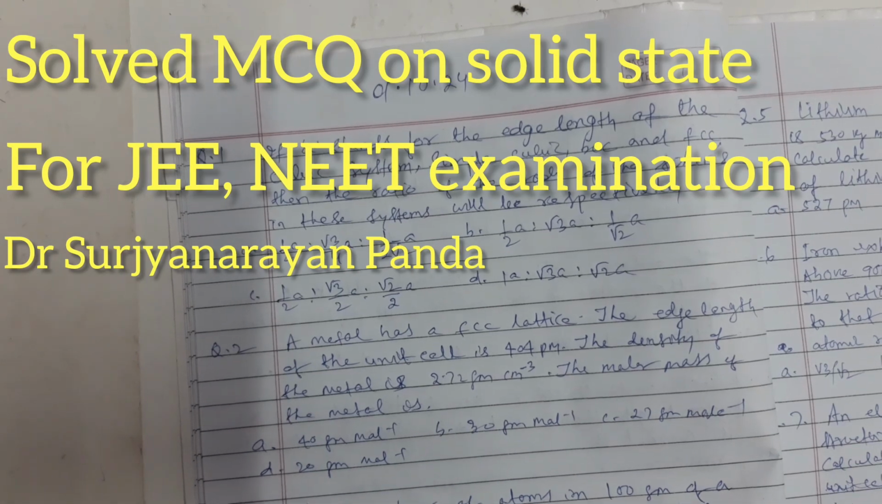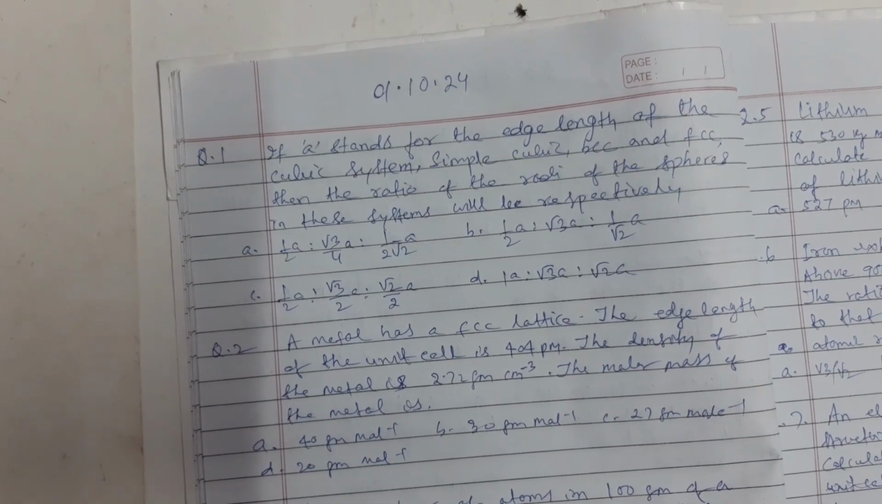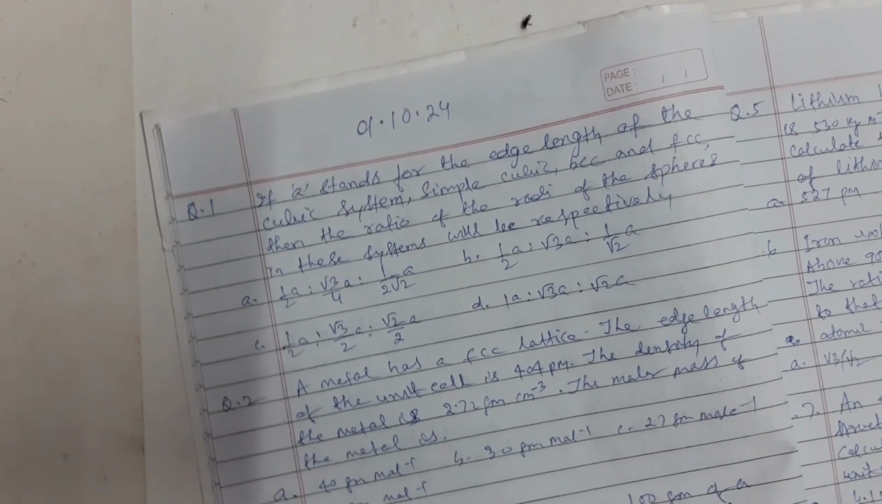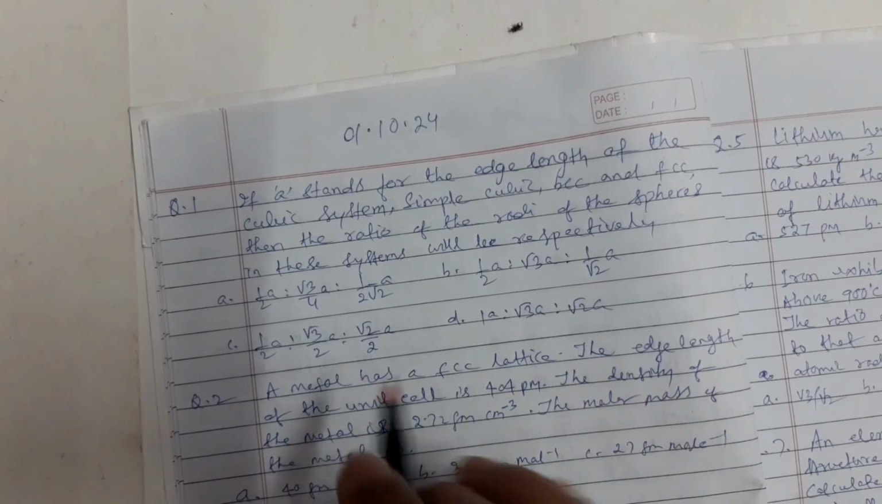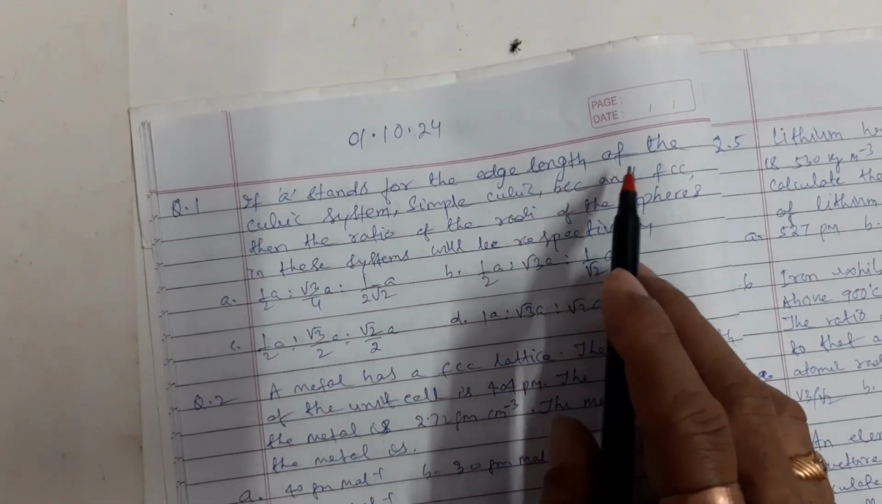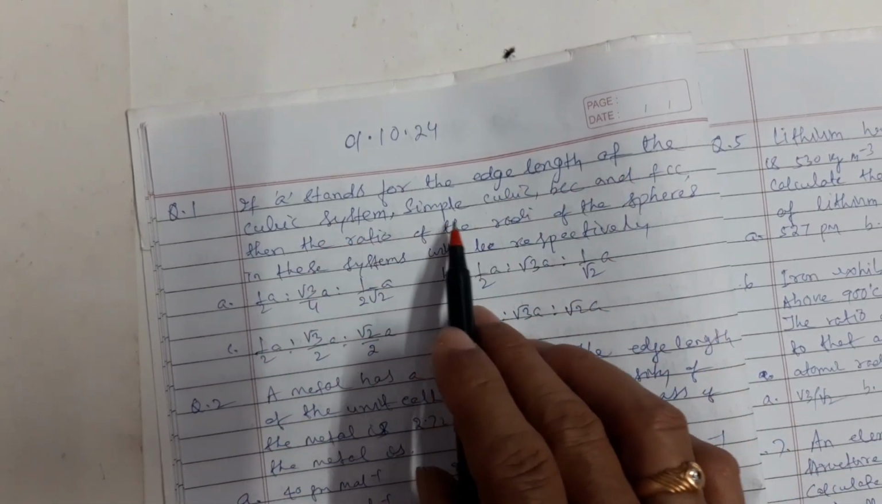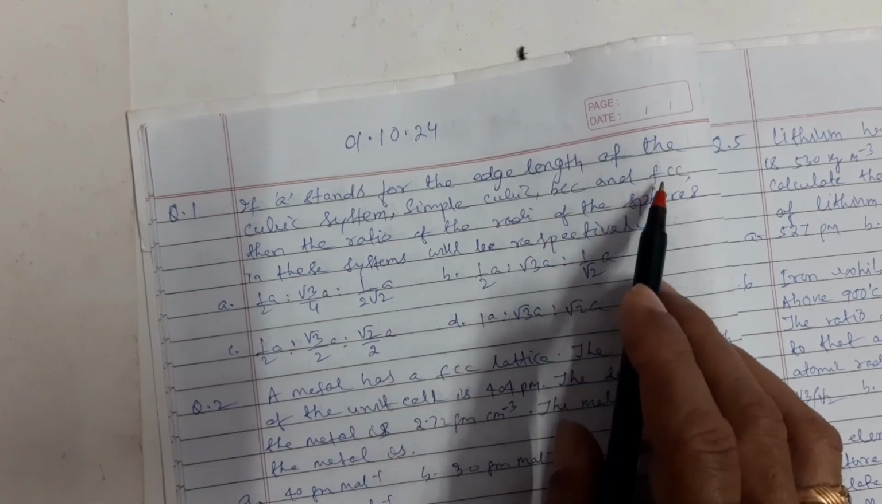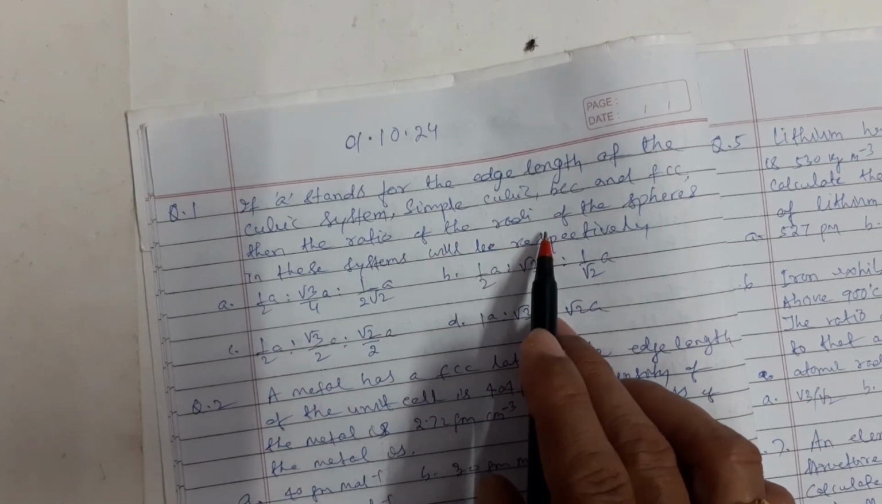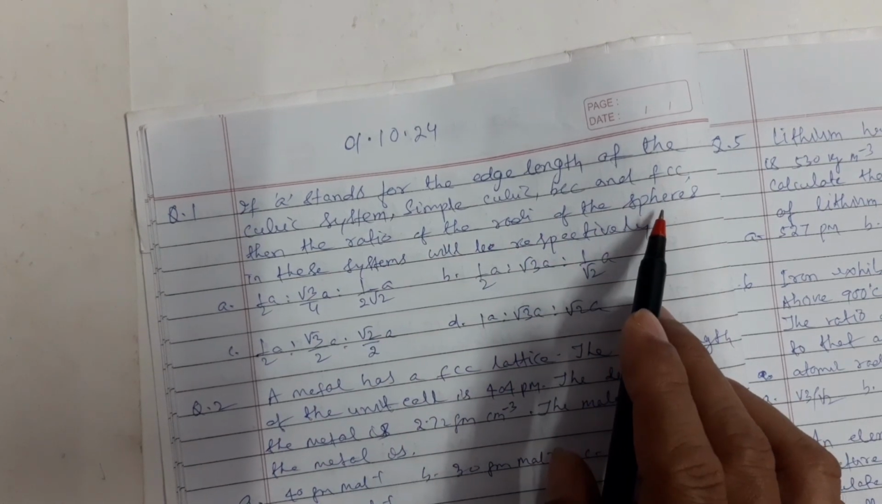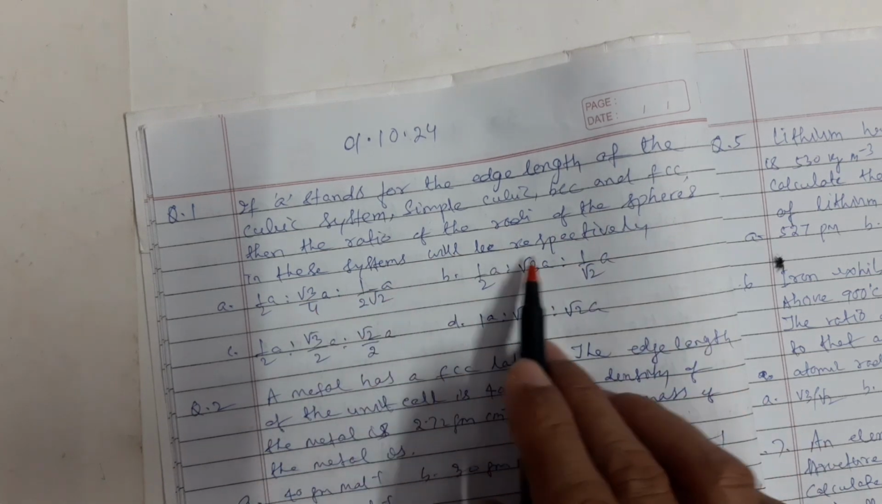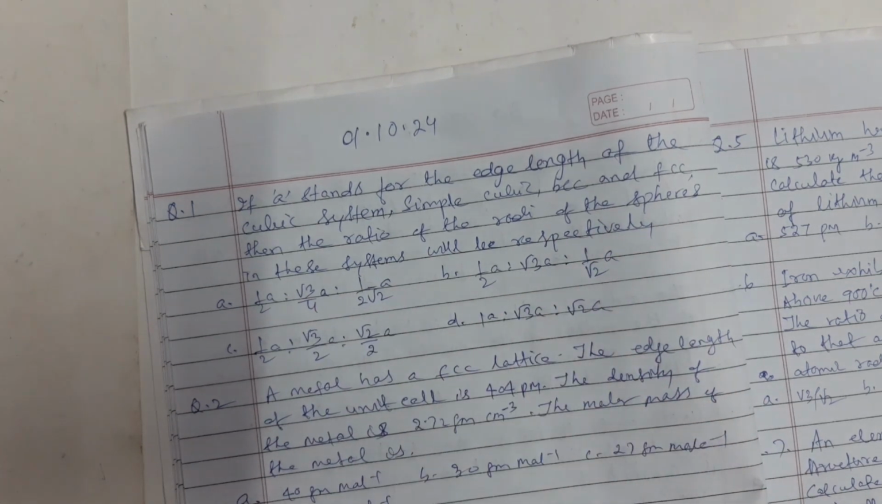Dear students, today I'll discuss with you some important MCQs from the chapter Solid State. The first question is, if a stands for the edge length of the cube system, simple cubic, BCC and FCC, then the ratio of the radius of the spheres in this system will be what, respectively?